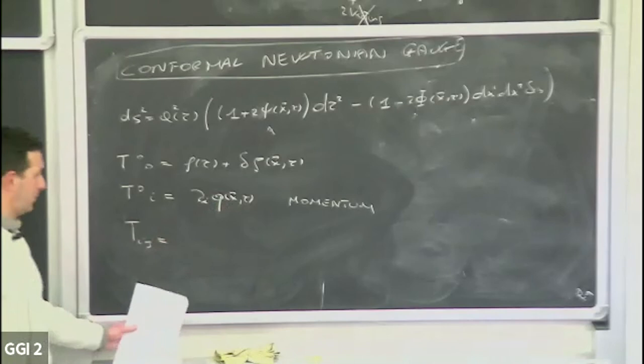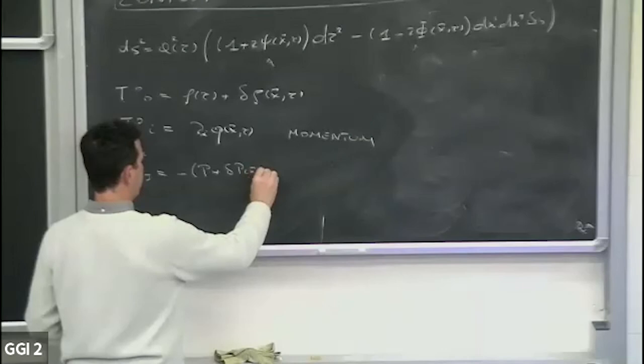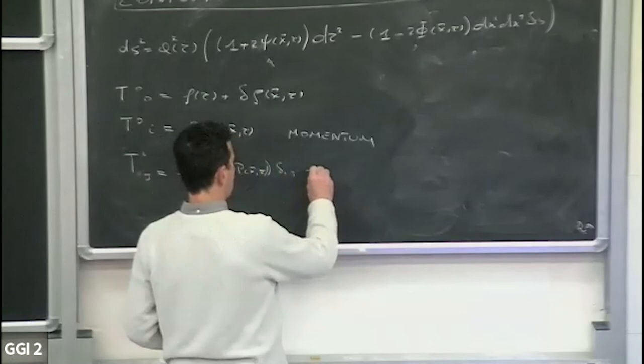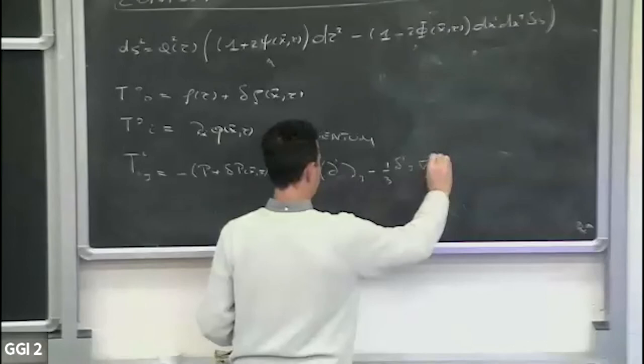Let me write it this way. We have a perturbation for the pressure. So this is the perturbation of the isotropic part of the pressure. And then we have another term, which fortunately we will not consider. In the following, I will tell you why. It is called anisotropic pressure.